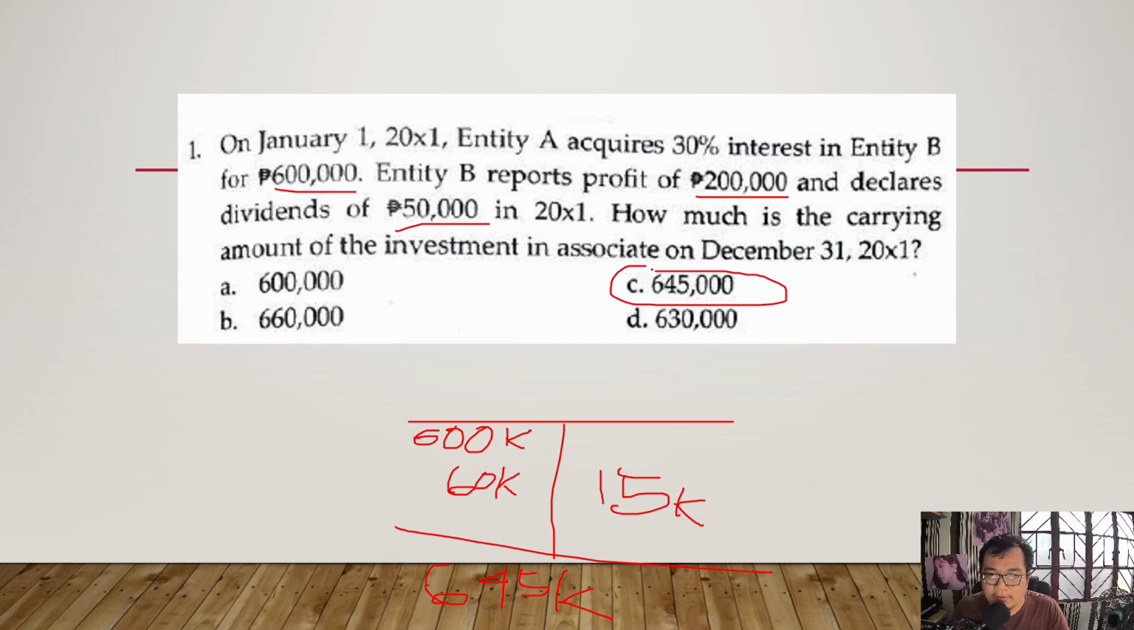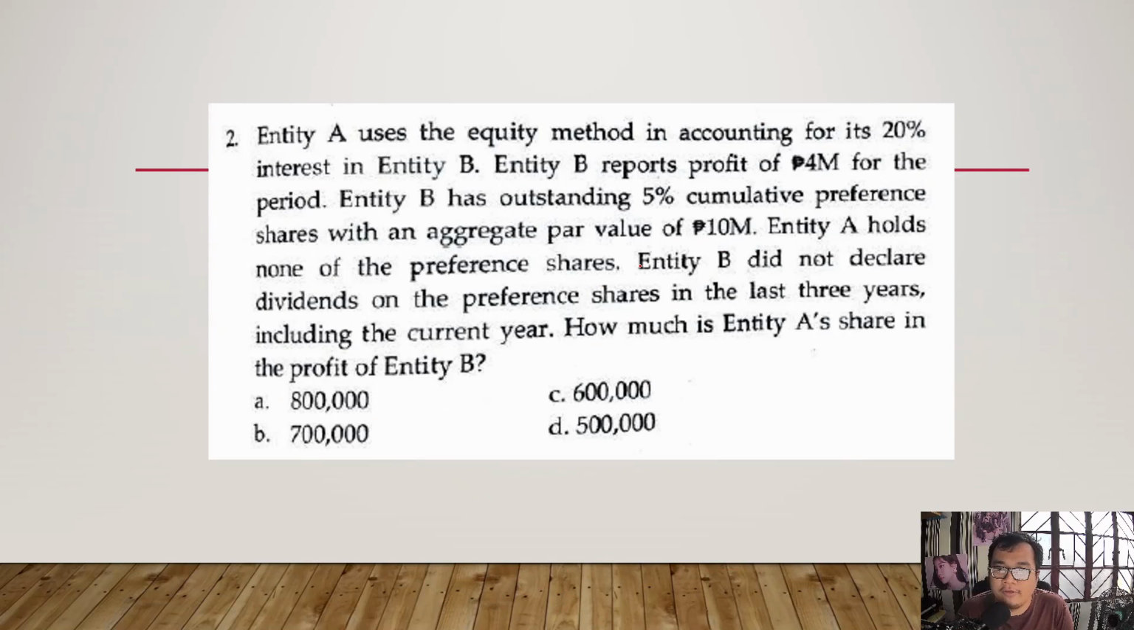Ngayon, ito. Entity A uses the equity method in accounting for its 20% interest in entity B. Okay, 20% equity method. So, simple lang. Pero may papahirap sa'yo dito. So, si Entity B reports profit of 4 million for the period. So, yan. 4 million. Automatic ba? Yung 4 million times mga agad sa 20%? Hindi muna. Kasi may remaining parts pa ng problem. Ano yun?